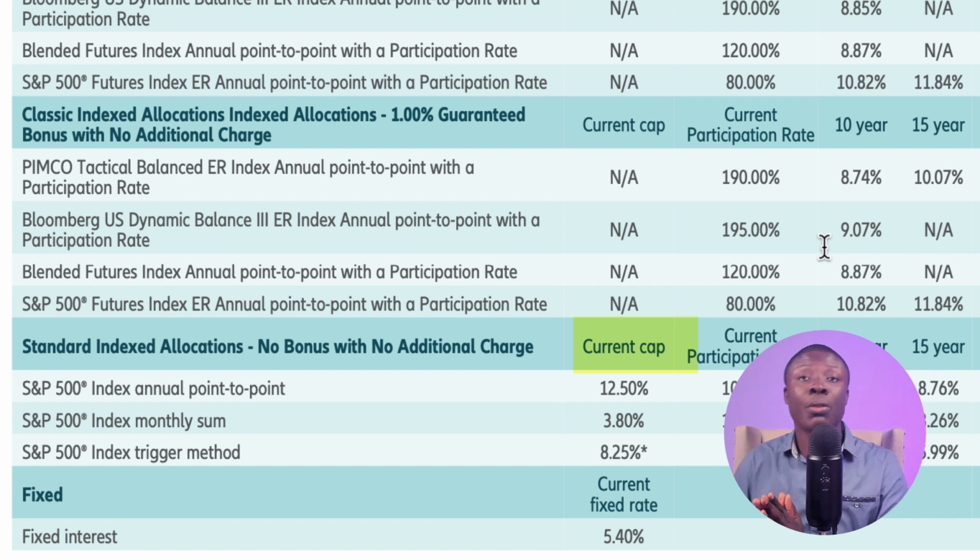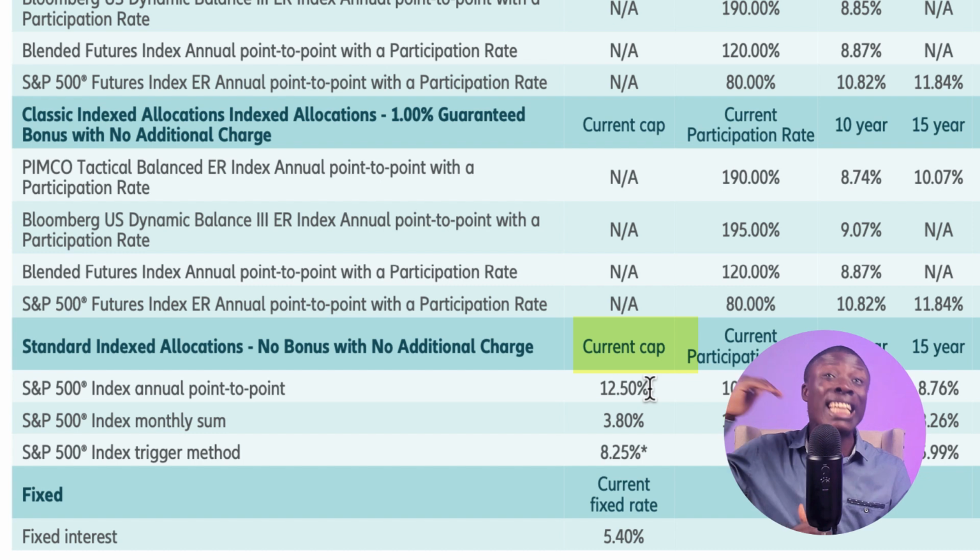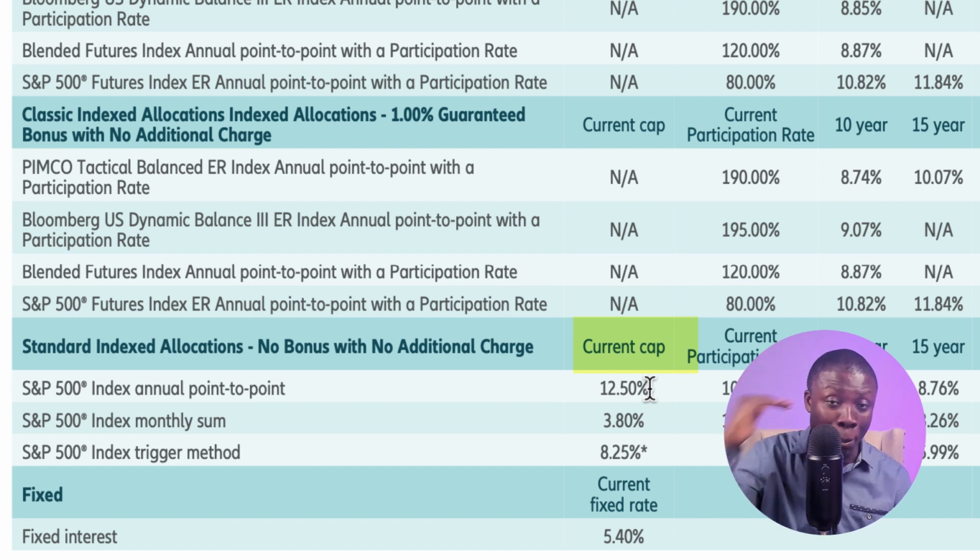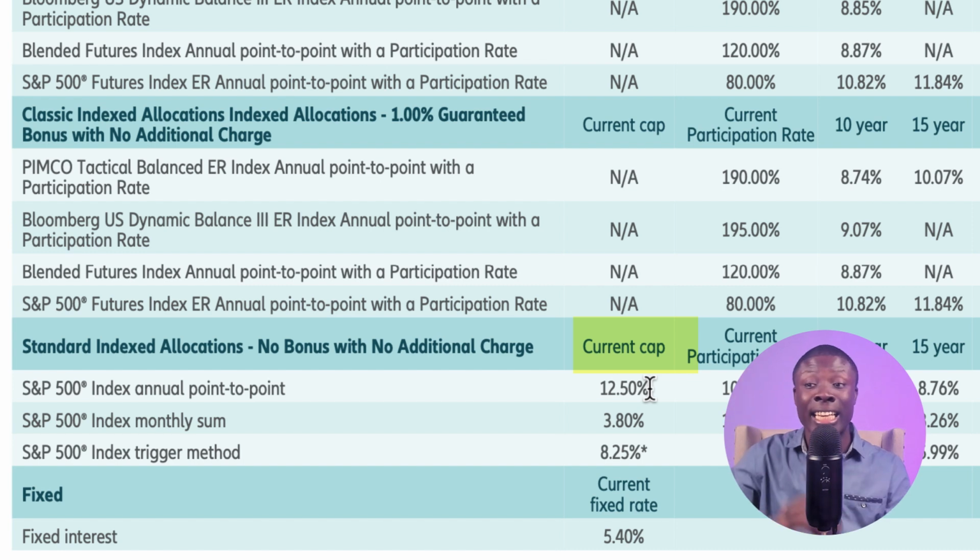So a cap represents the maximum interest credit you can get. So for instance, the S&P 500 index annual point to point cap is 12.5%. It means that whatever the market index returns, you are going to get that up to 12.5%. Anything above it, let's say the market returns 15%, you don't get 15%. You're only going to get 12.5%. 12.5% is the cap, the max you would ever get in a yearly cycle.